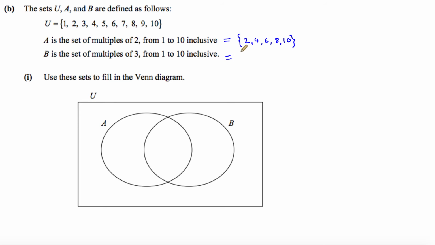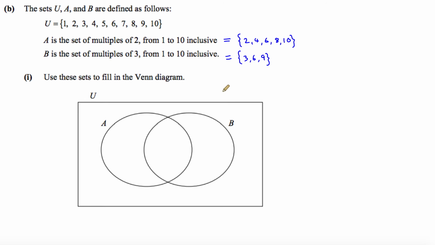Okay, so now we're going to look at the next set, B. The set of multiples of 3 from 1 to 10 inclusive, well, that would be 3 times 1, which is 3, 3 times 2, which is 6, and 3 times 3, which is 9. There's my set of multiples of 3 from 1 to 10 inclusive. And now I'm going to fill this diagram in.